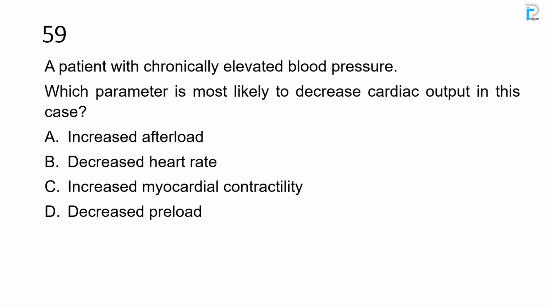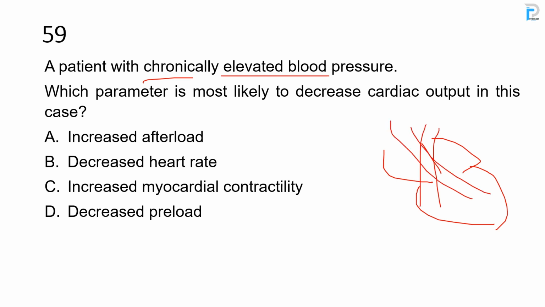A patient with chronically elevated blood pressure, which parameter is most likely to decrease cardiac output in this case? Elevation in blood pressure for a long time can lead to heart failure. The reason for that is while the heart is contracting, it actually contracts against high resistance. We have here high pressure for a long time. So this is known as afterload. So the increase in afterload will tend to decrease the cardiac output.